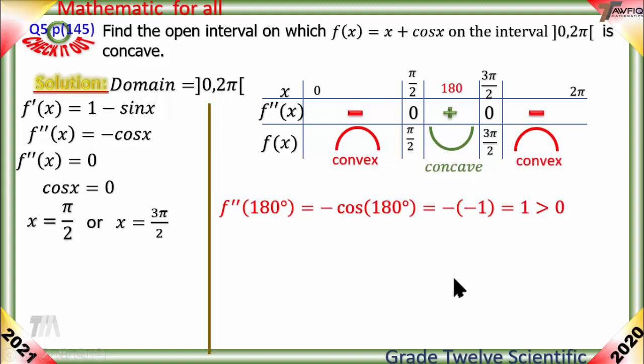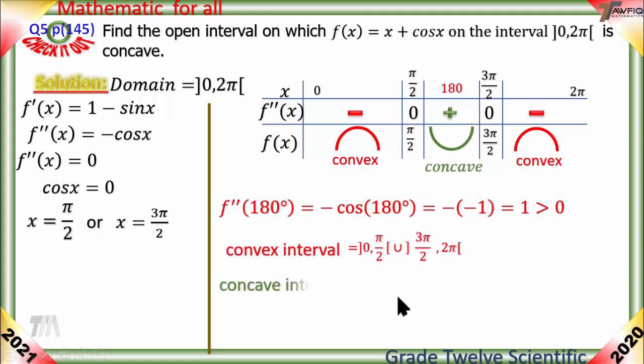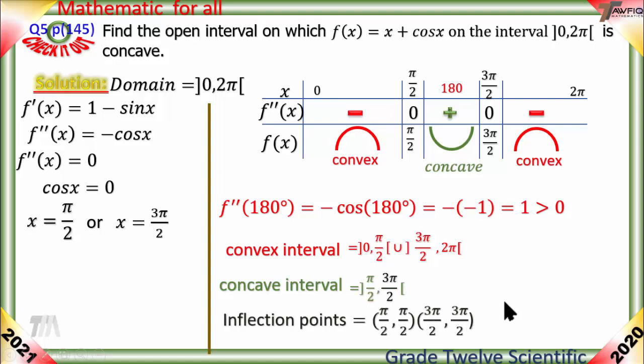That means the concave interval is from pi over 2 to 3 pi over 2. And the inflection points are (pi over 2, pi over 2) and (3 pi over 2, 3 pi over 2).